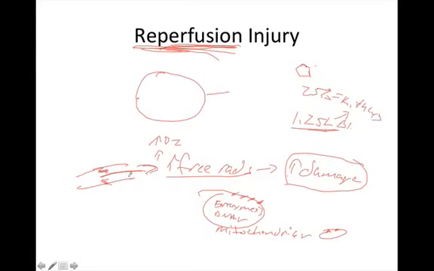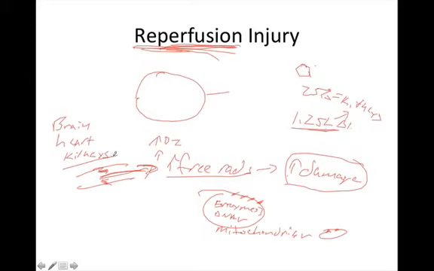So this can potentially be a problem, and the organs that tend to be the most susceptible to this are the brain, the heart, and the kidneys. The brain, the heart, and the kidneys. Now, this doesn't happen every single time we restore blood flow to these tissues, but the chances of it happening are there.